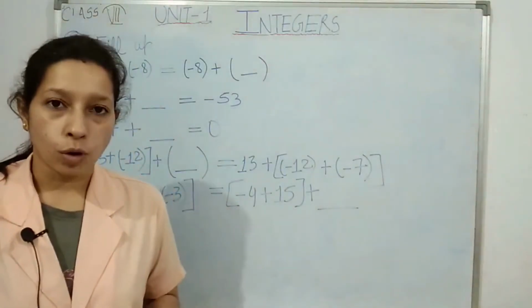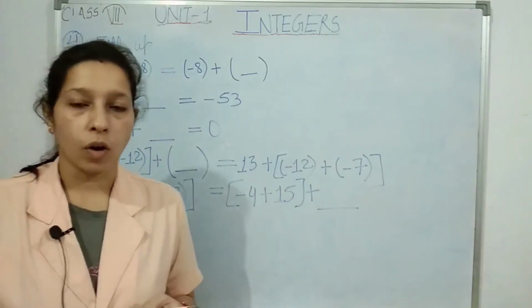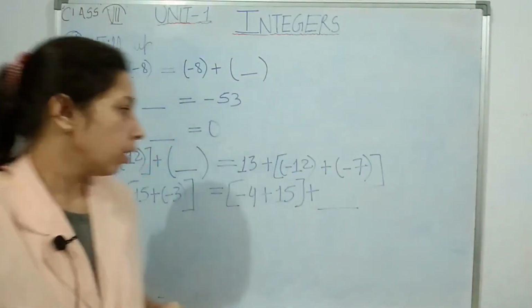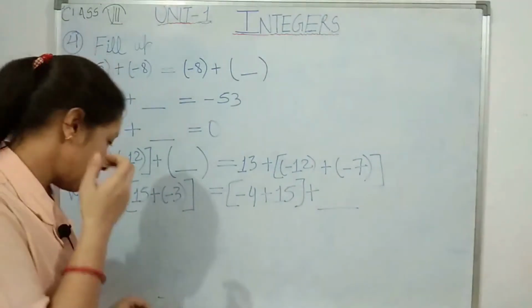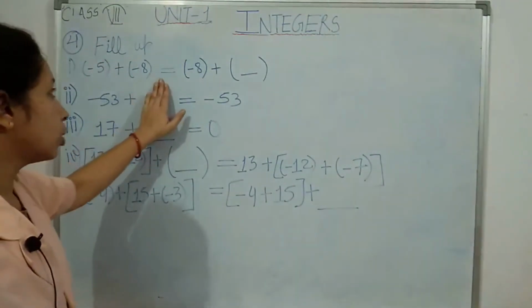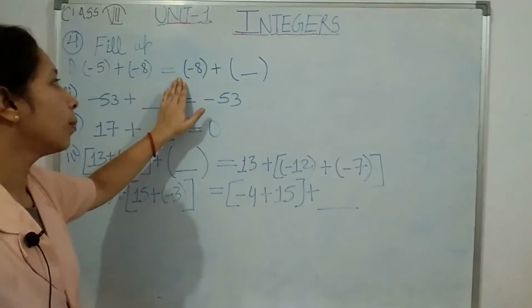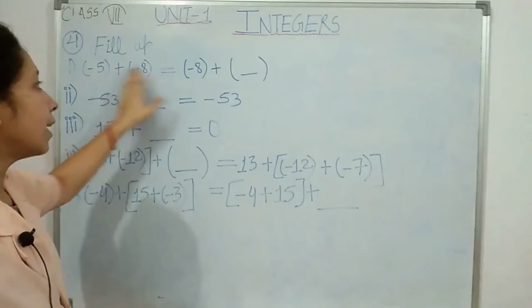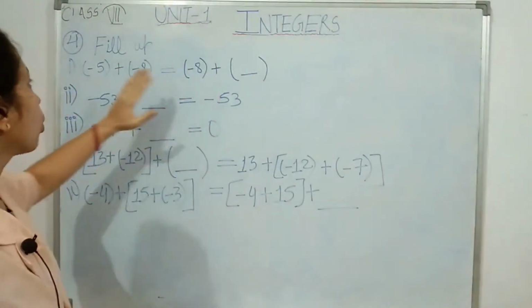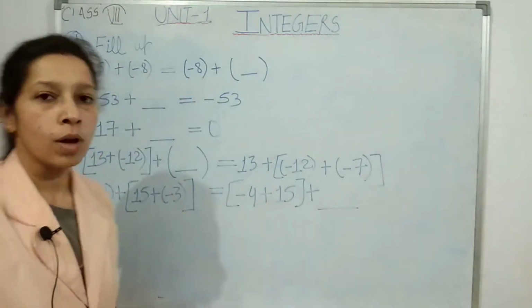Now question number 4, students, fill in the blanks to make the following statements true. So I have written here all the 5 points given in your textbook, students. We have to fill up in such a manner that the statement will become true. So equal to sign is given, LHS side and RHS side is given. We have to show here that LHS is equals to RHS.